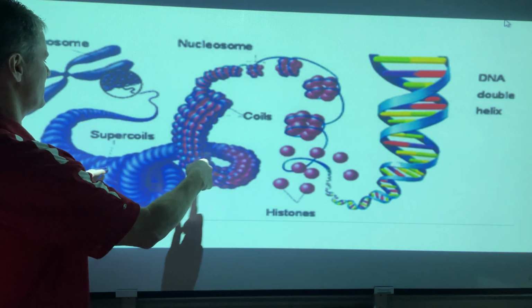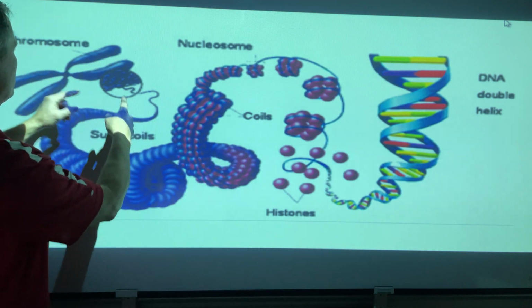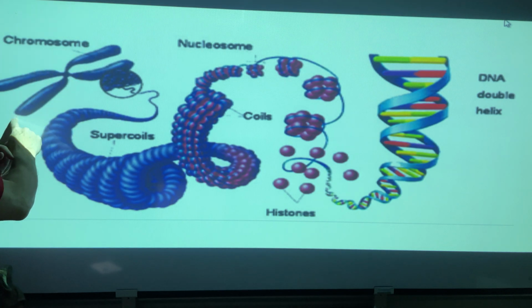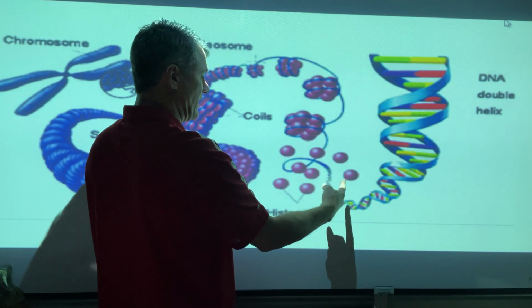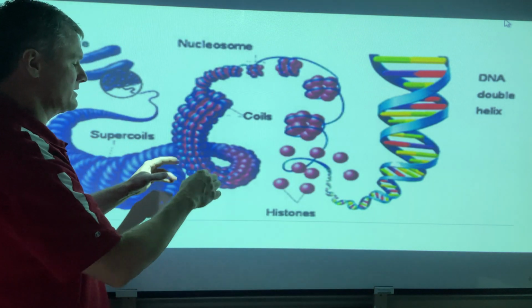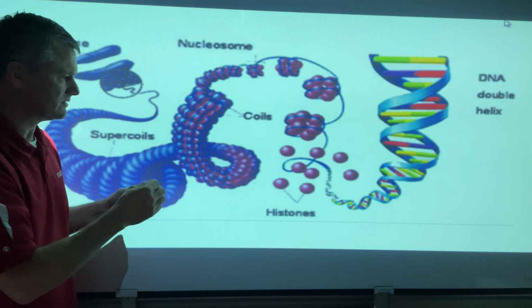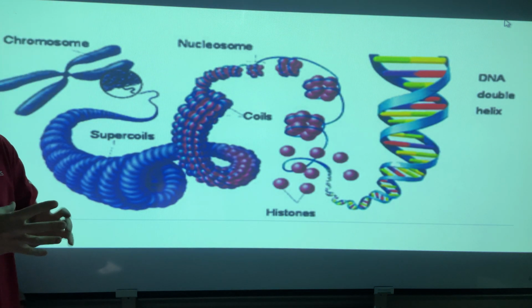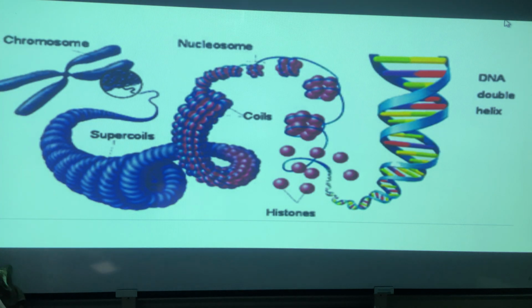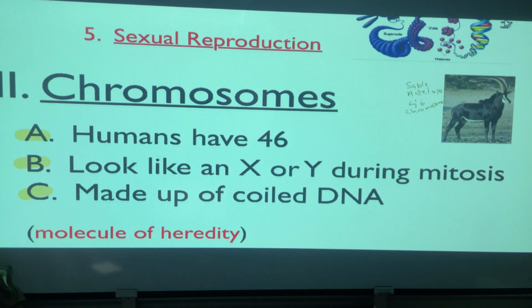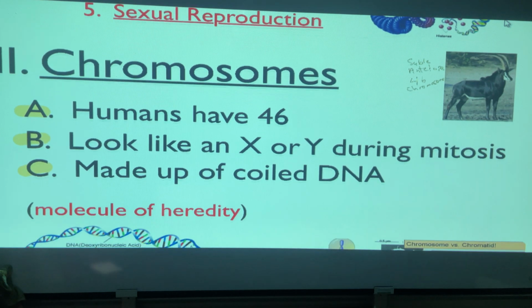And so what you see here is these coils, and then here's that X shape that we normally would talk about. And so remember that DNA has to coil up and has to get organized, has to get neat and tidy before it can be duplicated and separated into each new cell. So that's what it's talking about there when it's made up of coiled DNA.